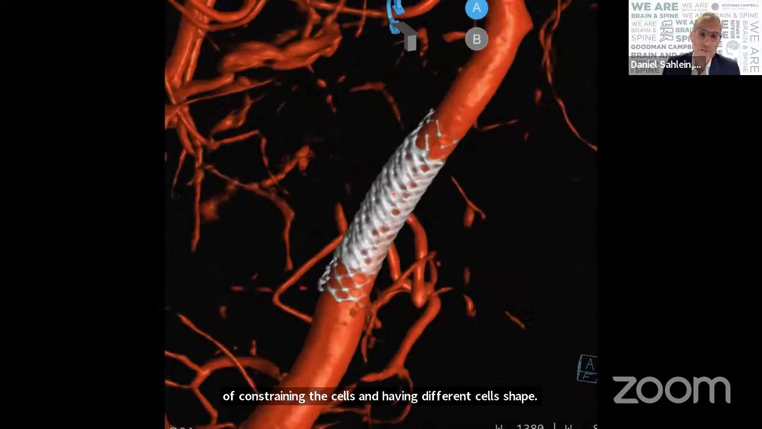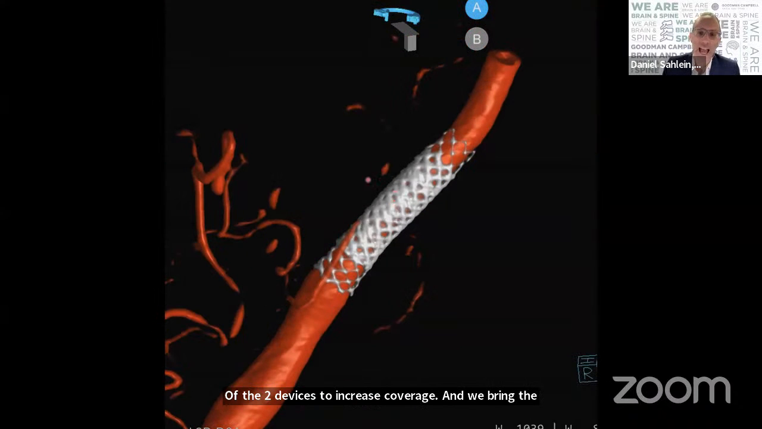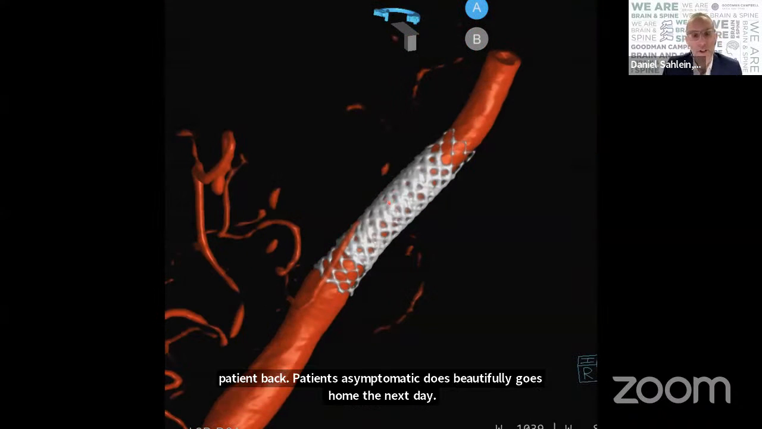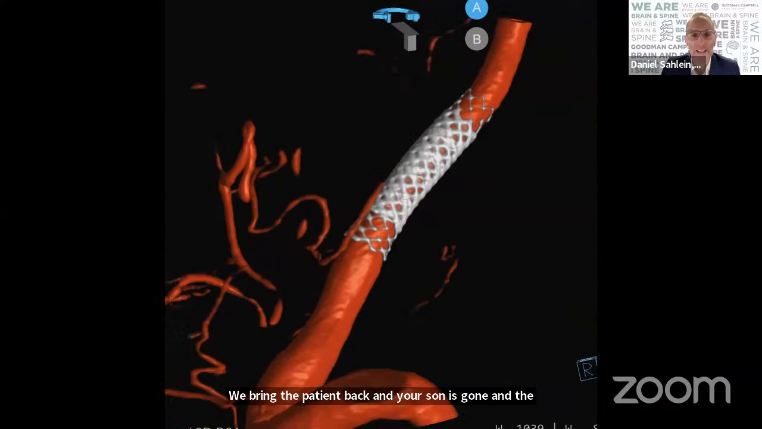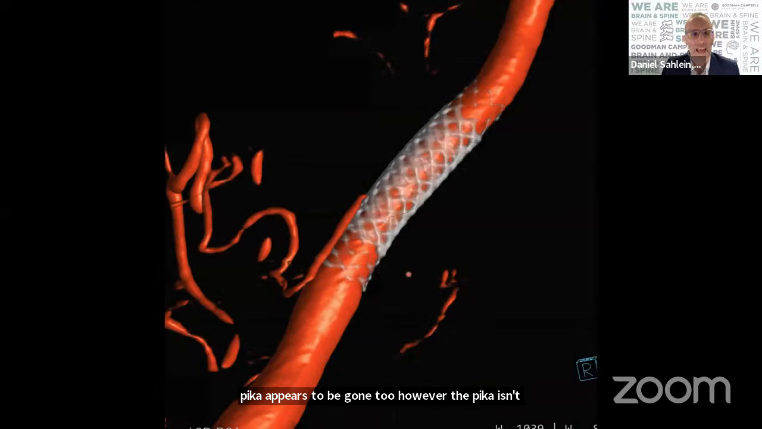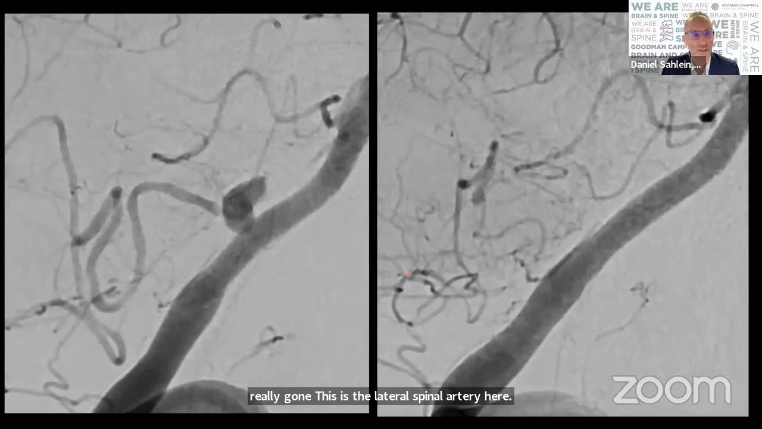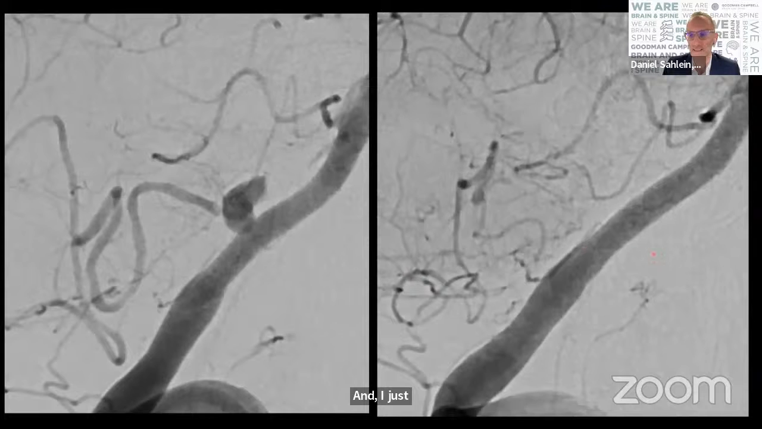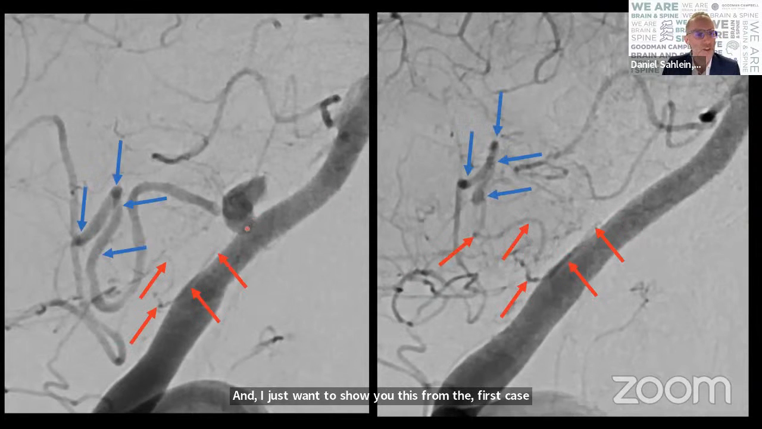Patient's asymptomatic, does beautifully, goes home the next day. We bring the patient back, the aneurysm is gone, and the PICA appears to be gone too. However, the PICA isn't really gone. This is the lateral spinal artery here. And I just want to show you this from the first case to the cure angiographic series. So if we look here, we have this lateral spinal artery, and the lateral spinal is closely related to PICA embryologically.